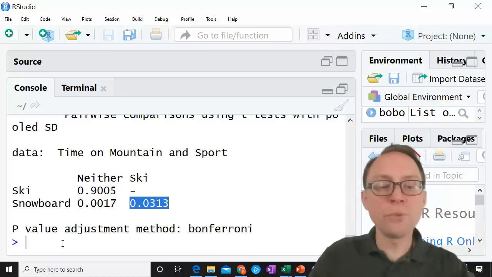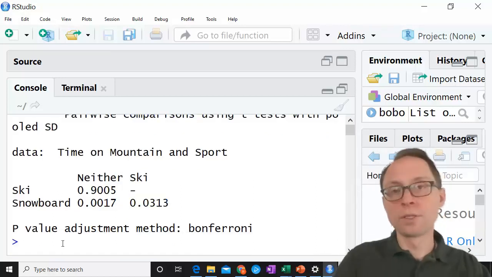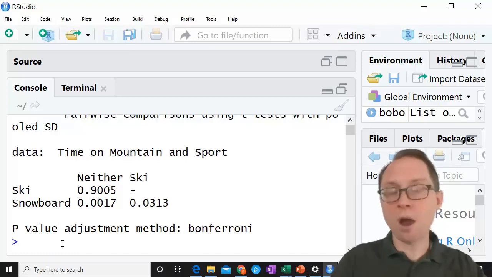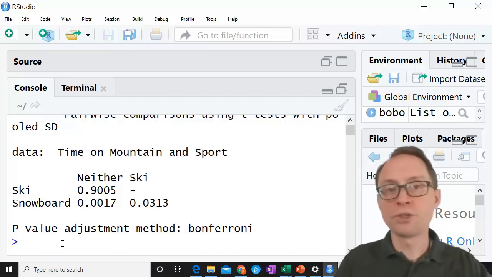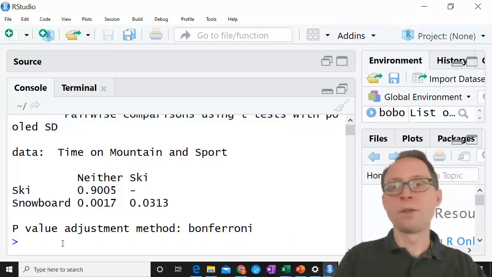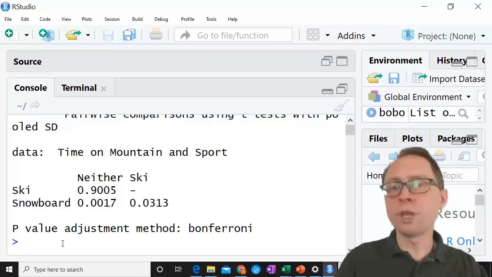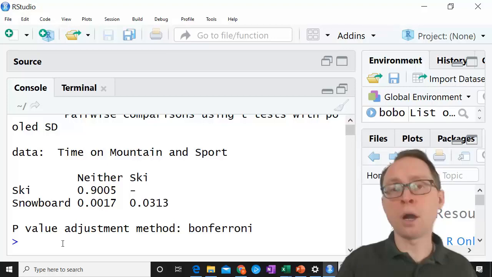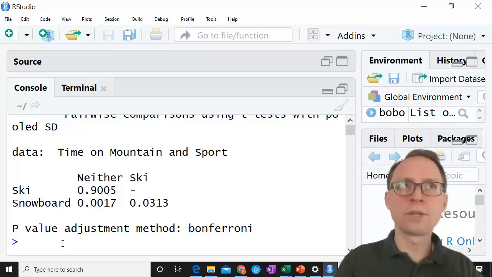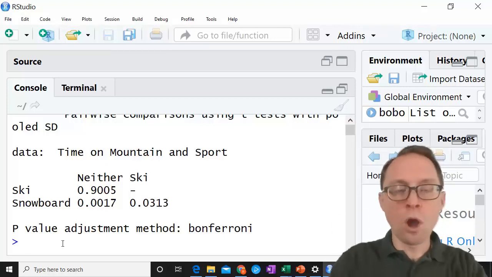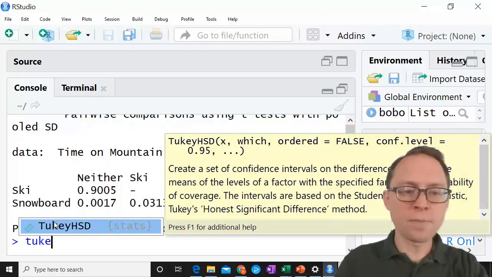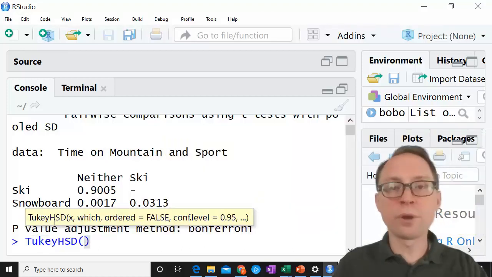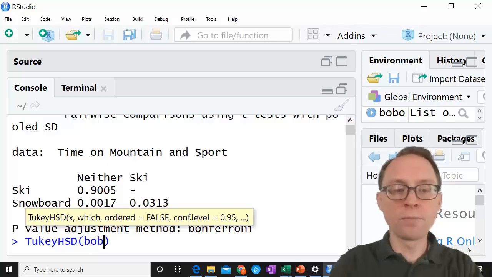Now, if we didn't know that we were going to do that before, technically we should run something called a post-hoc test. For post-hoc tests, I mentioned on that slide, Tukey, there's also HSD, there's other ones. I'm only going to show you Tukey HSD. HSD stands for honestly significant difference. So all we do for this one is write TukeyHSD, and in parentheses we put our model. Remember I named my model Bobo?